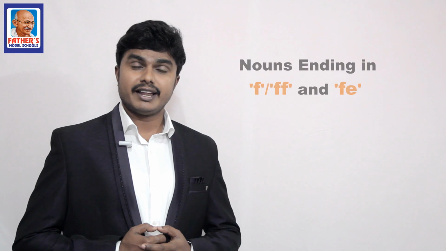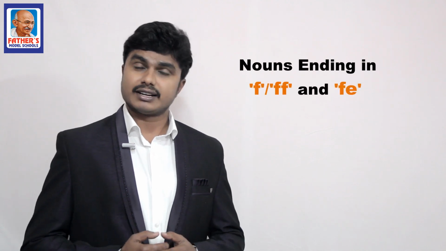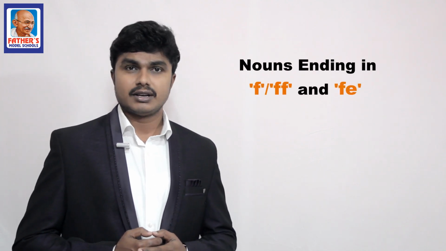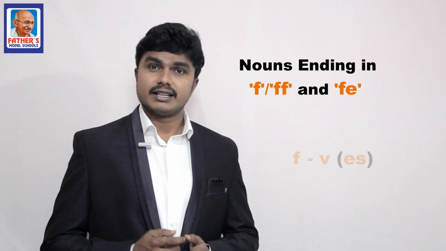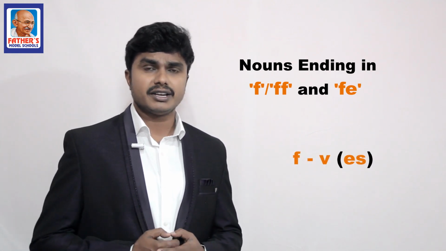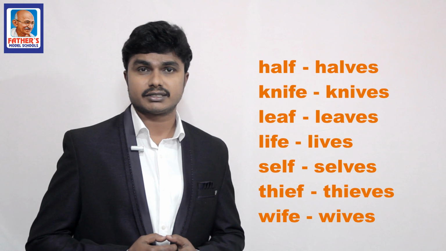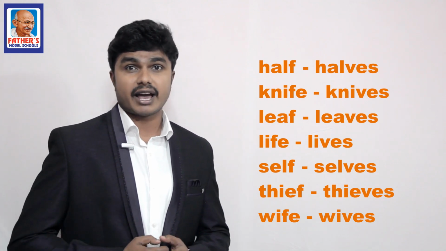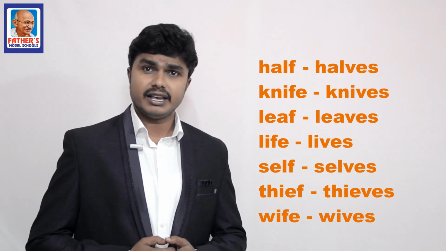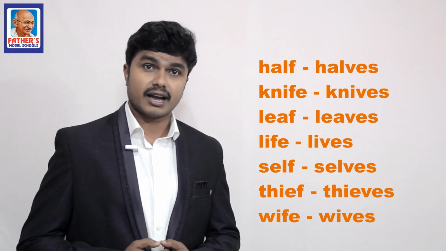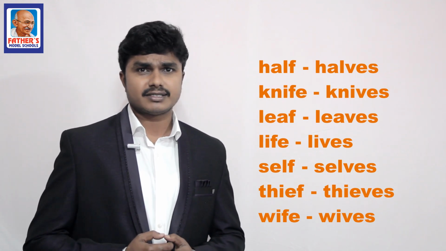Some nouns ending in f, double f, and sometimes fe also. Sometimes, but not always, the f changes to v and es is added to the noun. Unfortunately, the key is that this is not always done. Let us see the examples, like half becomes halves, knife becomes knives, leaf becomes leaves, life becomes lives, and self, selves, thief, thieves, wife, wives.